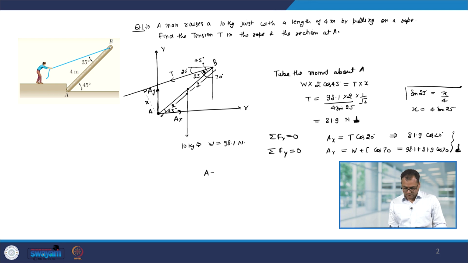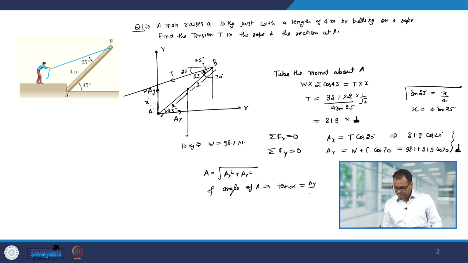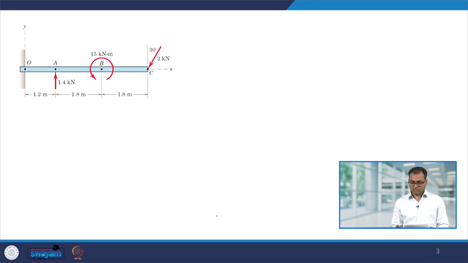Now total A will be square root Ax square plus Ay square, and the angle that A makes from the x axis will be tan alpha equal to Ay over Ax, and this comes out to be 147.8 Newton, and this comes out to be 58.6 degree. Now let us look at this question.